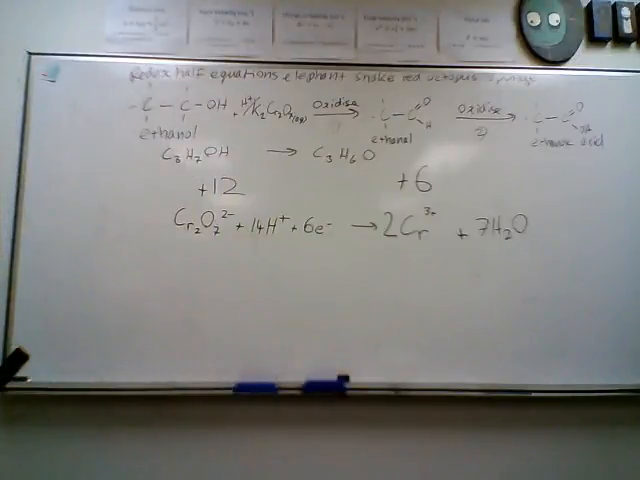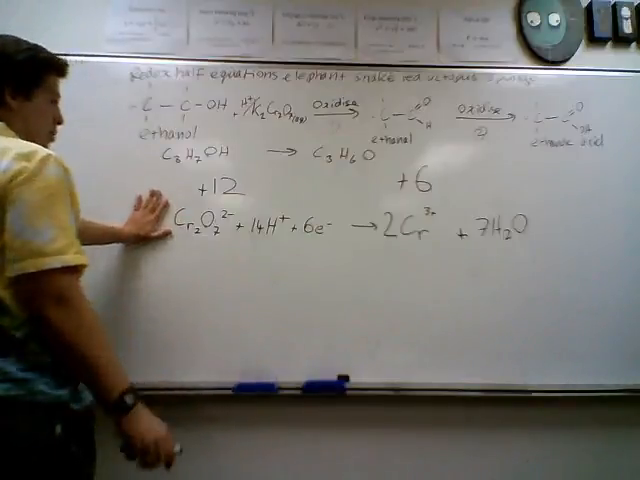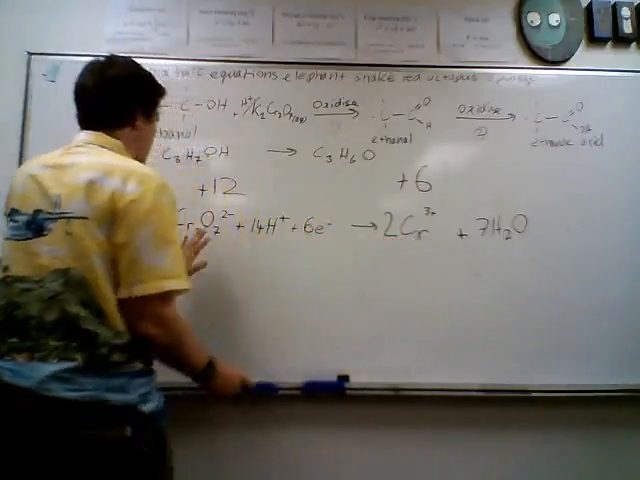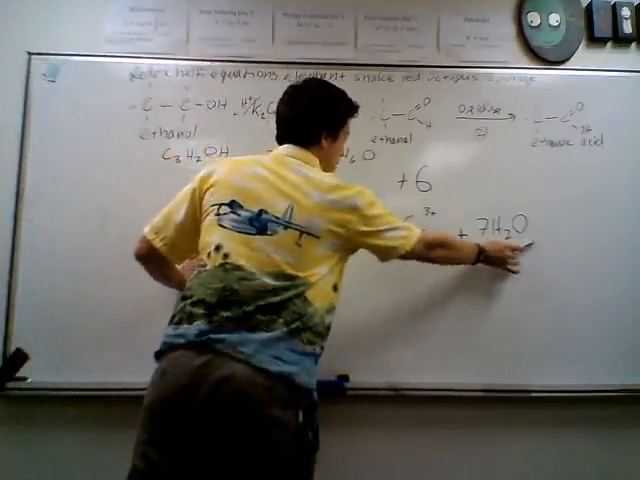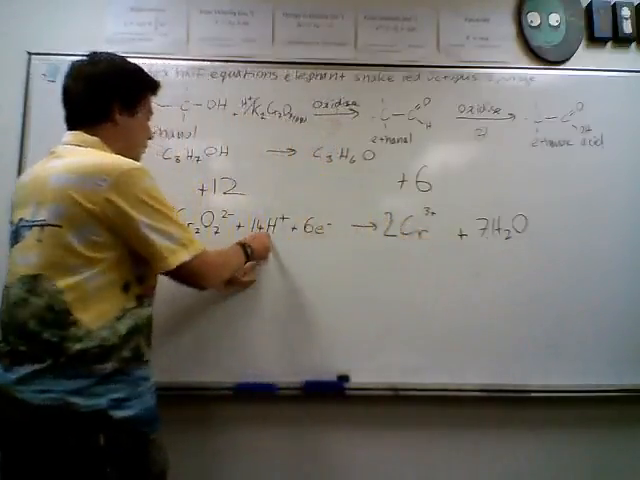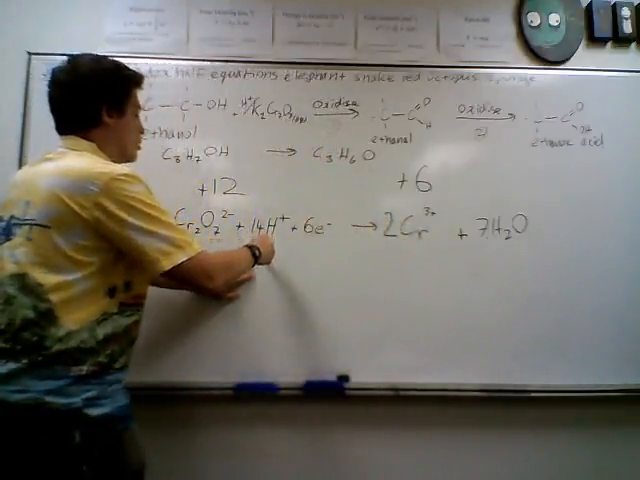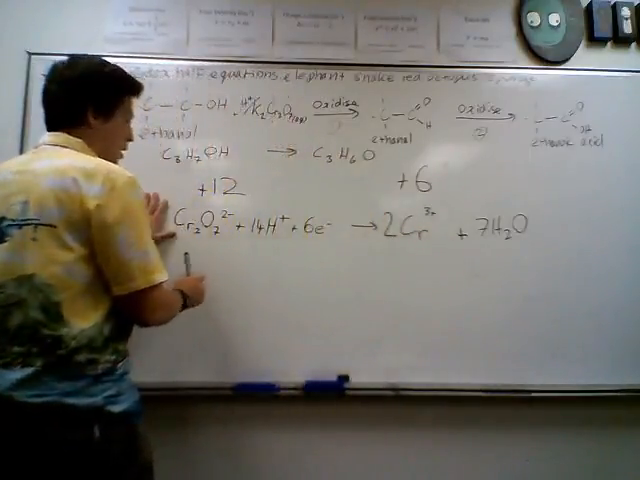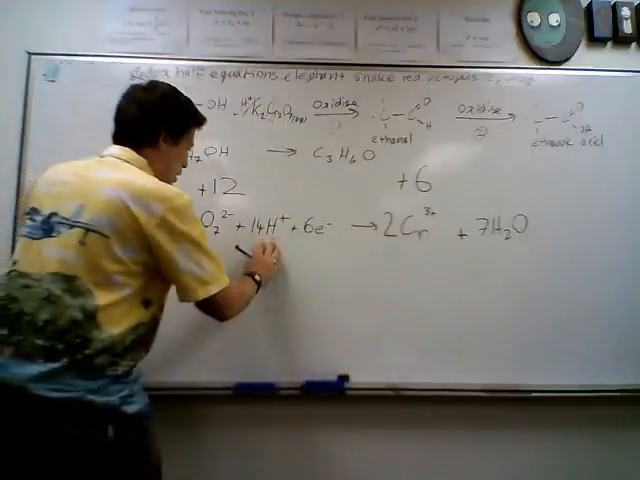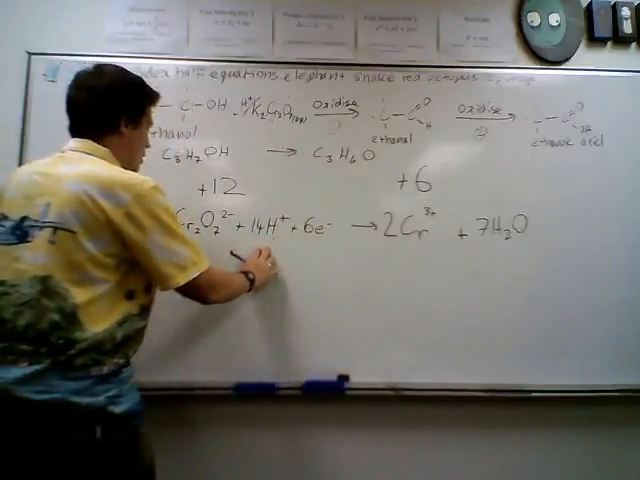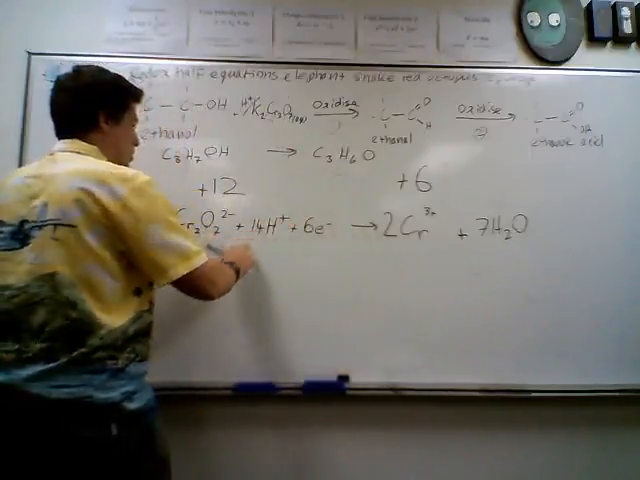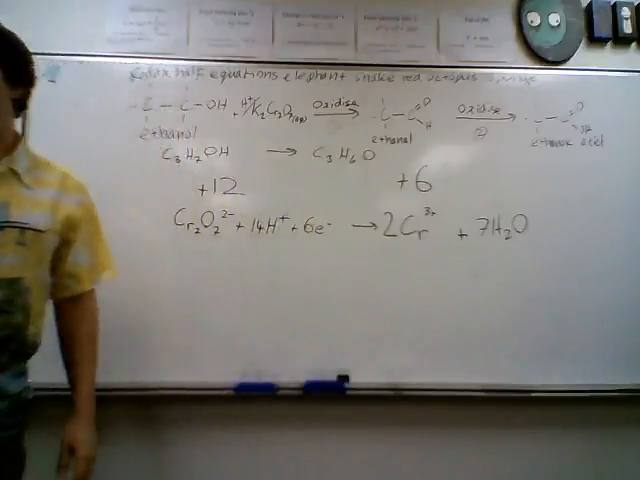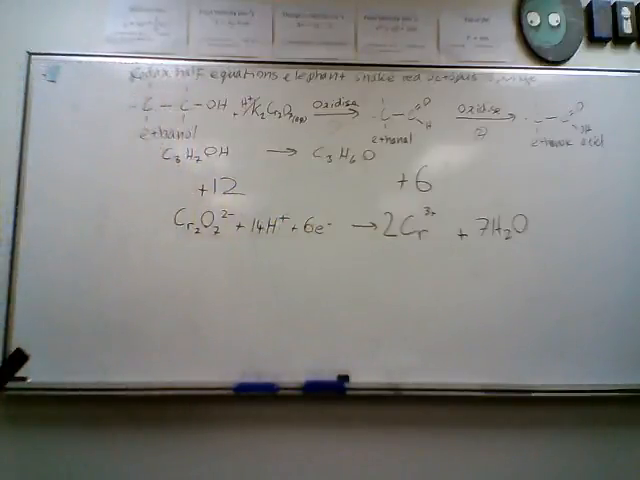Check that all atoms and charges balance. 2 chromiums, 7 oxygens, 14 hydrogens, 14 protons. Good. Overall here, 2 times 3 plus is plus 6. Over here, 2 minus and 14 plus is 12 plus. And then to go from 12 plus to 6 plus, we add 6 electrons. We are balanced electrically.